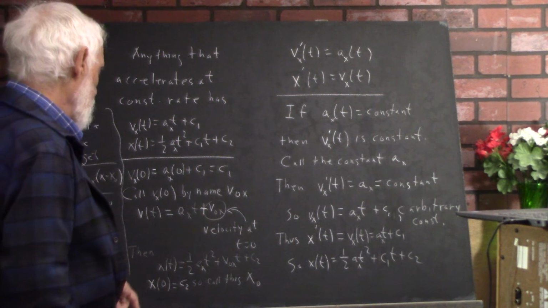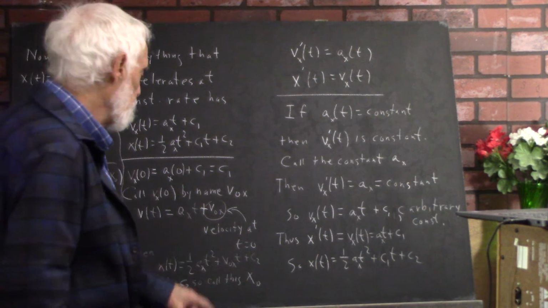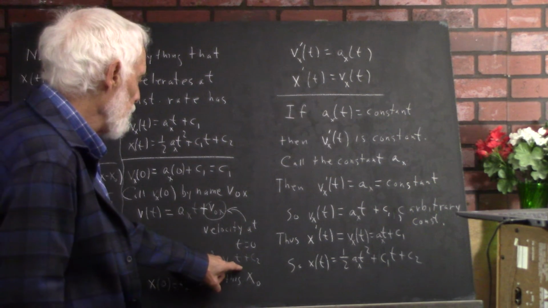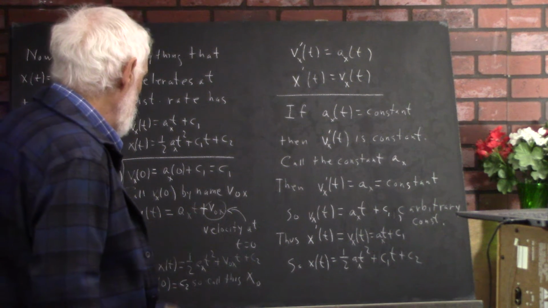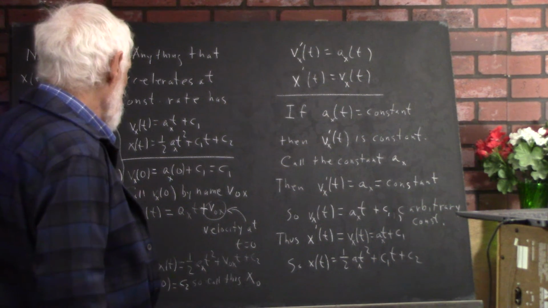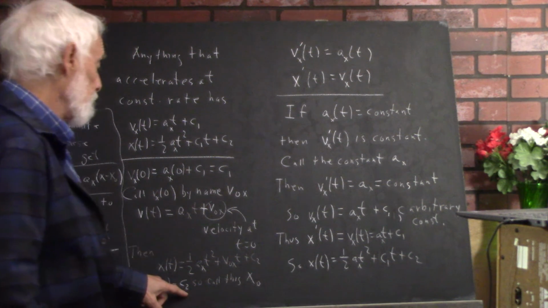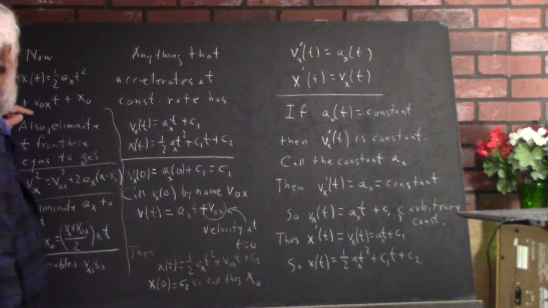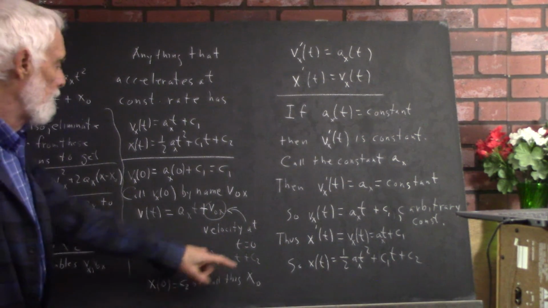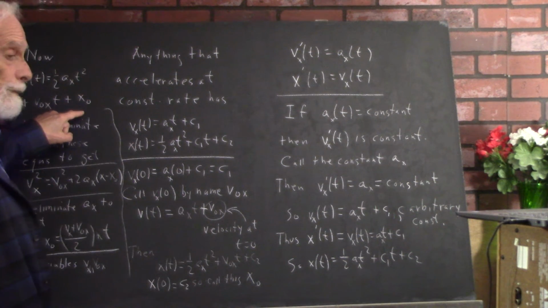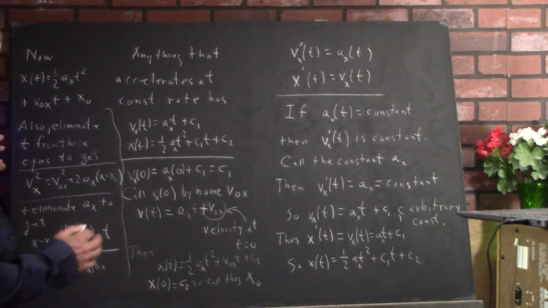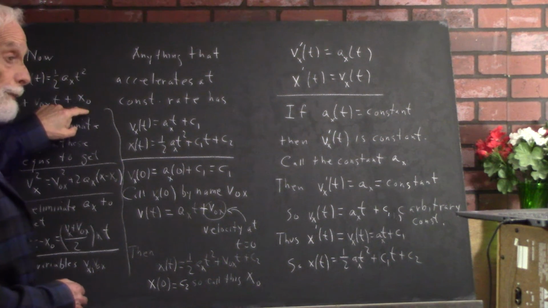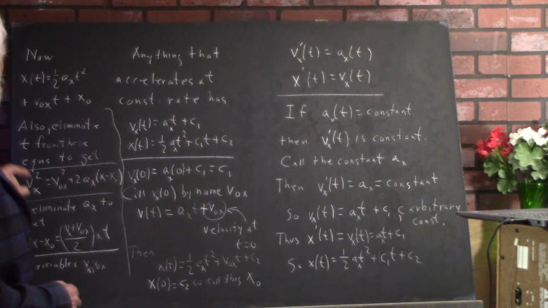Then x of t is all this, well, except of course instead of c1 now we've got v0x there, plus C2. Well, if x of 0 equals C2, so we call this x sub 0, and we get this equation here, just replacing C2 by x sub 0. So, check it out. If we plug in t equals 0, this is 0 and this is 0, we get x sub 0. Okay?